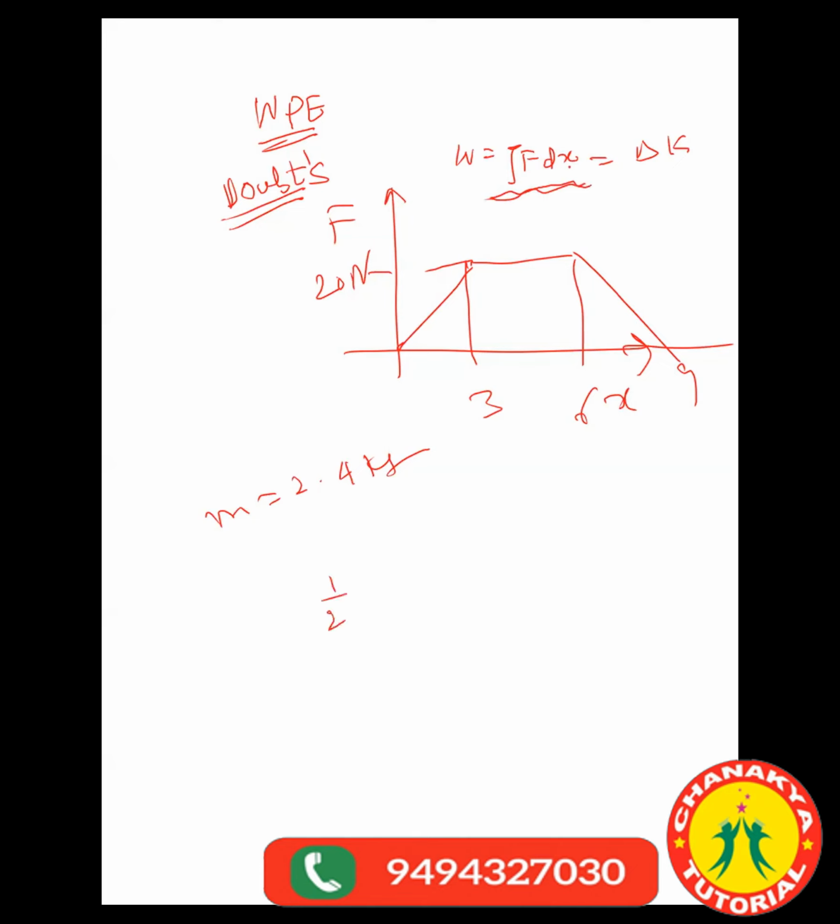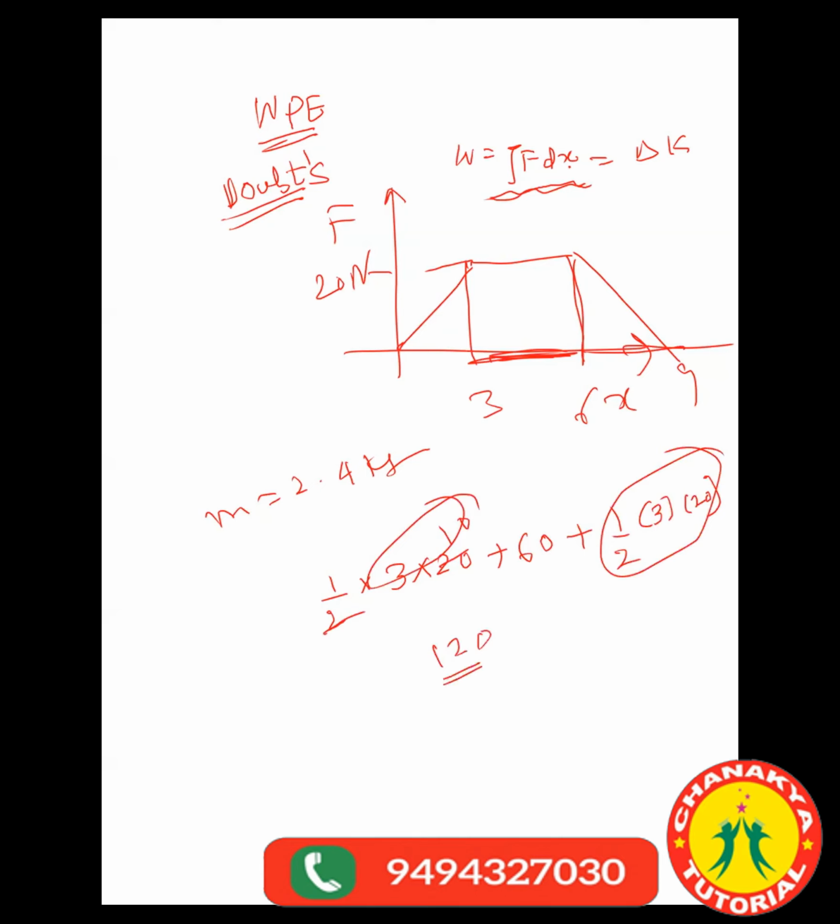First half into base 3, height 20, plus this distance will be 3, this 20. So 20 into 3, 60, plus half into this triangle: 9 minus 6 is 3, height is 20. So 30 plus 30, 60, plus 60, 120. So this is your work, right?